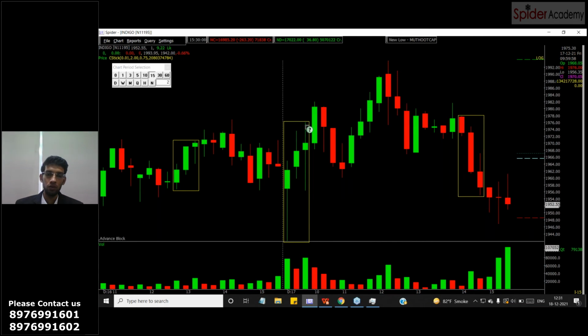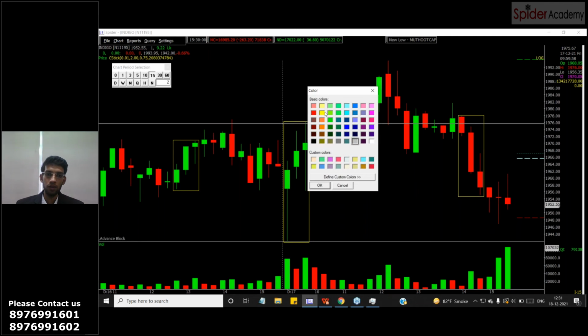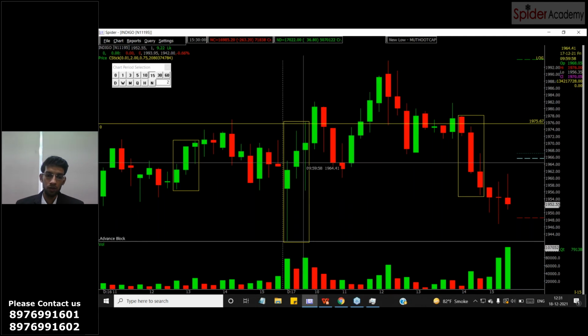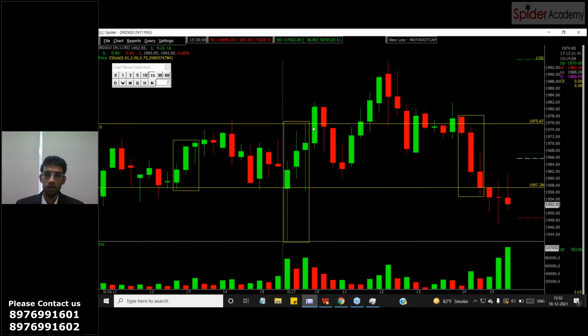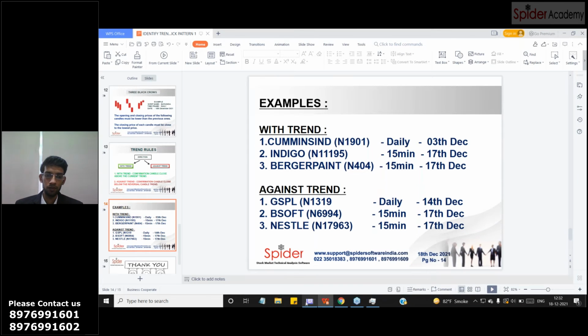So how do we identify the targets? You can take that candle's difference and take the target over there. So this will be your entry point, this will be your stop loss point, and as per that you can calculate the targets. So in short, we have two ways: either we go with the trend or we go for the reversal pattern. Okay, so this is the second example, and the third example is Berger Paints.